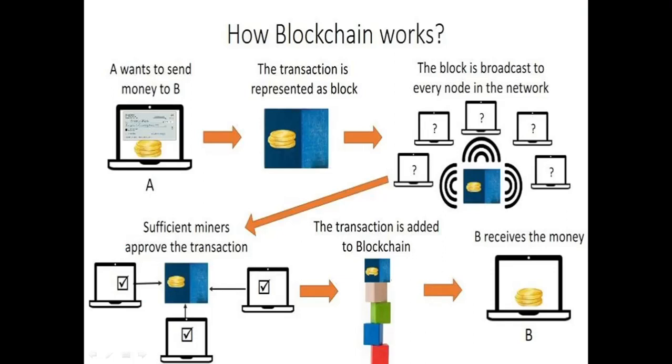By this diagram, we will try to understand the working of a blockchain. Suppose A and B are the two nodes in a blockchain network, and user A wants to send money to user B. The transaction is represented as a block initially, and the block is broadcasted to every node in the network. After that, sufficient miners approve the transaction using the solution of complex mathematical problems, and the transaction is added to the blockchain. And finally, user B receives the money.